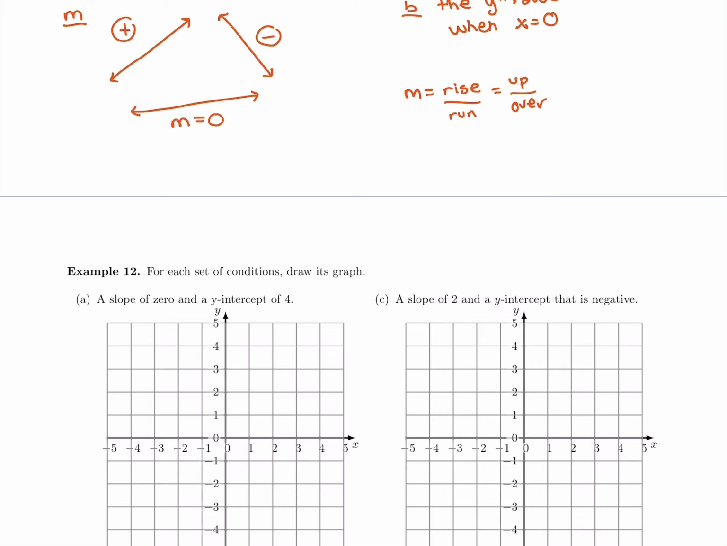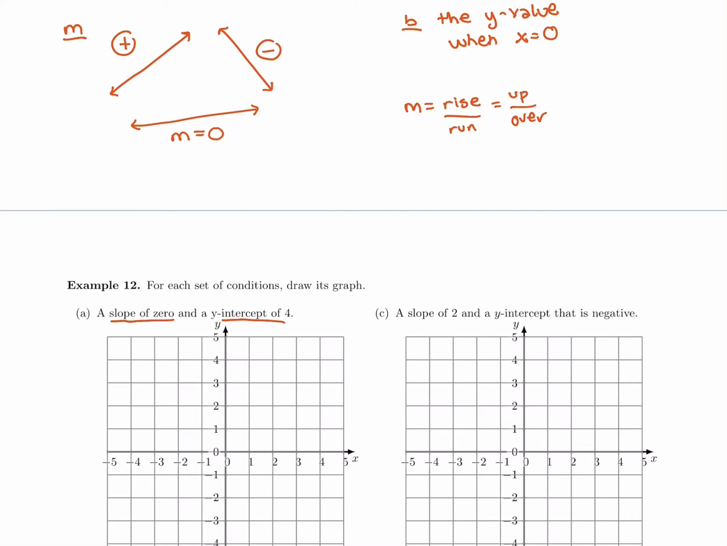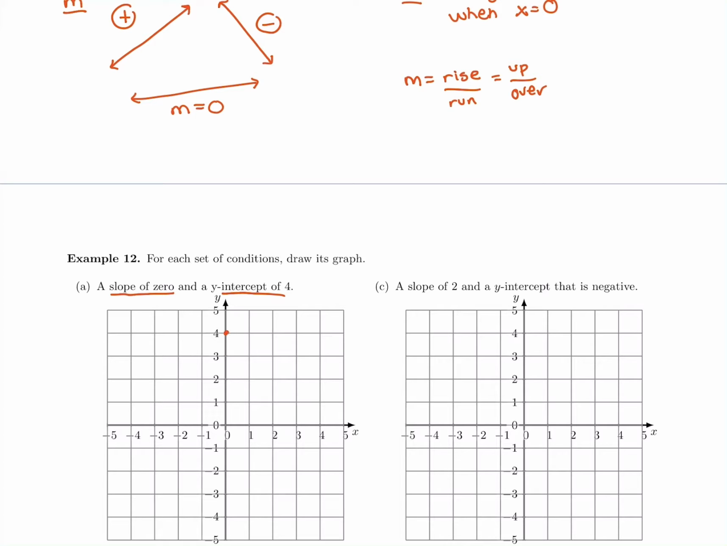First one we have here is we want to draw something that has a slope of 0. So it's going to look like this. It's going to be a flat graph. It's not going up or down. The rise is 0 for the run. And it has a y-intercept of 4. So there's my starting point. That's the y value when x is 0. So when x is 0, y is 4. There's my y-intercept. And I want to draw something with a slope of 0, so I want to make sure I have 0 rise. It's not going up or down. So there's my slope of 0 and my y-intercept of 4.